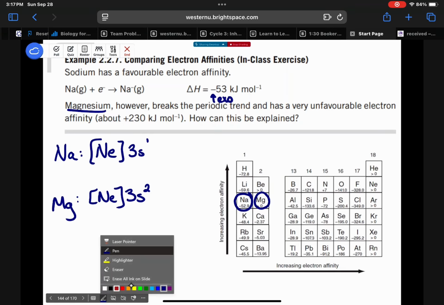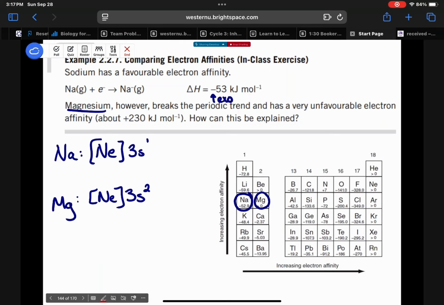And 3, 2, and 1. Who has a reason? Thank you. Because it has to go to p orbital and s is full. There we go. That is the answer. For magnesium, if it gets an extra electron, we have to go from the filled 3s orbital to the, where are we? 3p orbital. We have to go to a higher energy orbital again, and that's not very favorable.